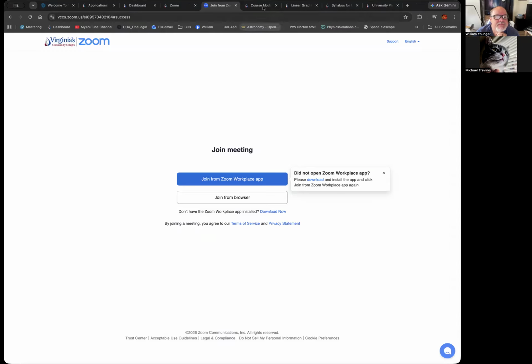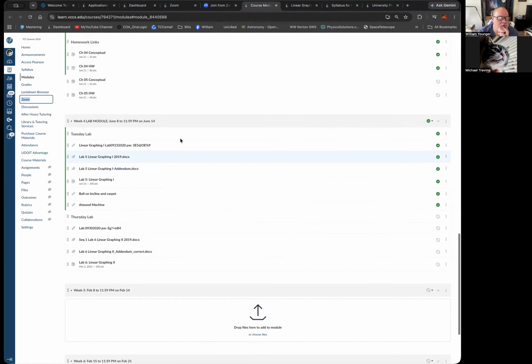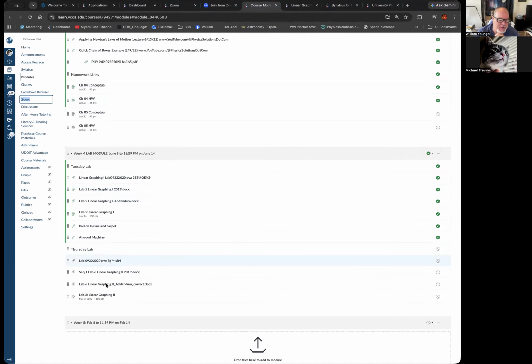So let's do it right here. All right, so this is the lab module for this week. I've already got the lab set up for next lab, which is on Thursday, and you can see we're going to do linear graphing 2 on Thursday. Y'all just can't see that yet because it's not been published. But here you see linear graphing 1.